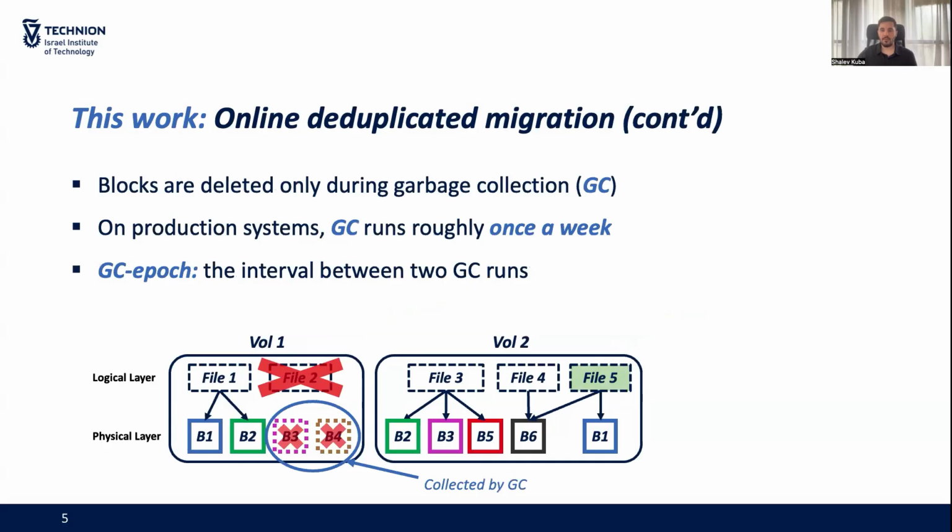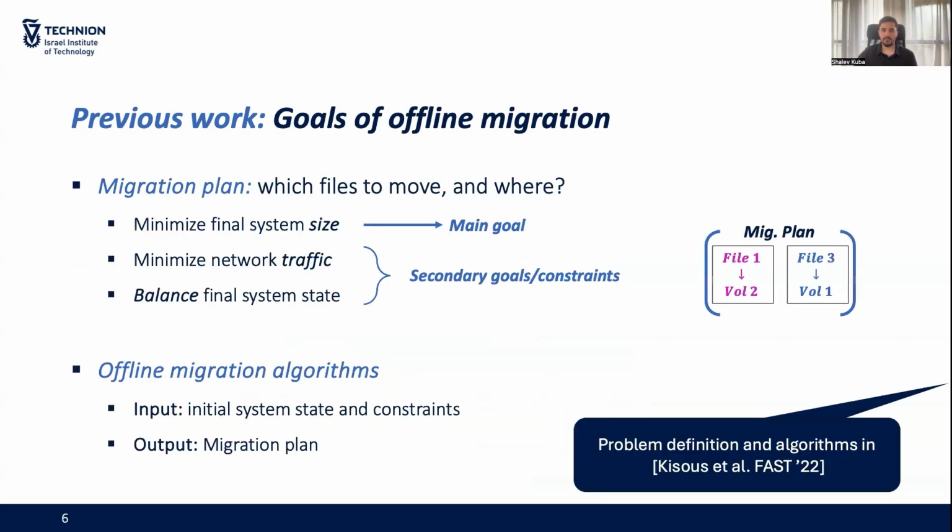Unreferenced blocks are removed only by garbage collection, GC. In production, it typically runs about once a week because of its expensive computational cost. In this example, blocks B3 and B4 are reclaimed in the GC run as they are not referenced by any file. We call the interval between two garbage collection runs a GC epoch, or in short, an epoch.